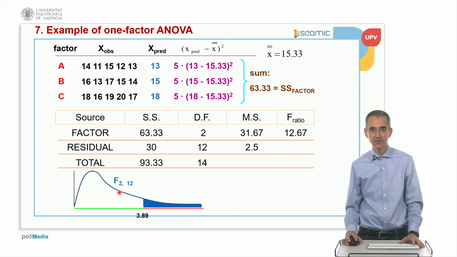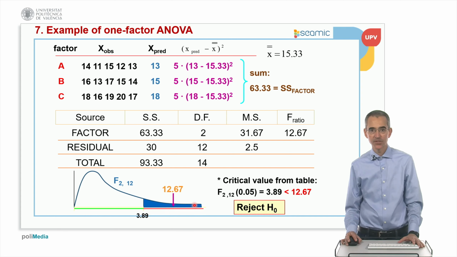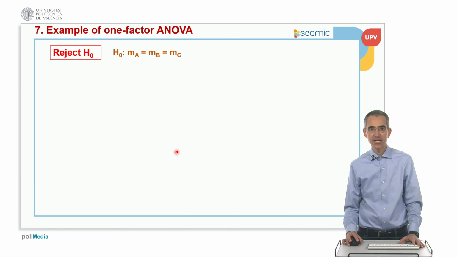So we go to the Fisher table with 2 degrees of freedom in the numerator, 12 in the denominator, and then alpha, which usually is 5%. In this case, we consider alpha 5%, and the critical value from the table is 3.89. It happens that the F ratio that we obtained was much higher than the critical value. So the conclusion is that we reject the null hypothesis. There is enough evidence to say that the 3 averages are not equal at the population level.